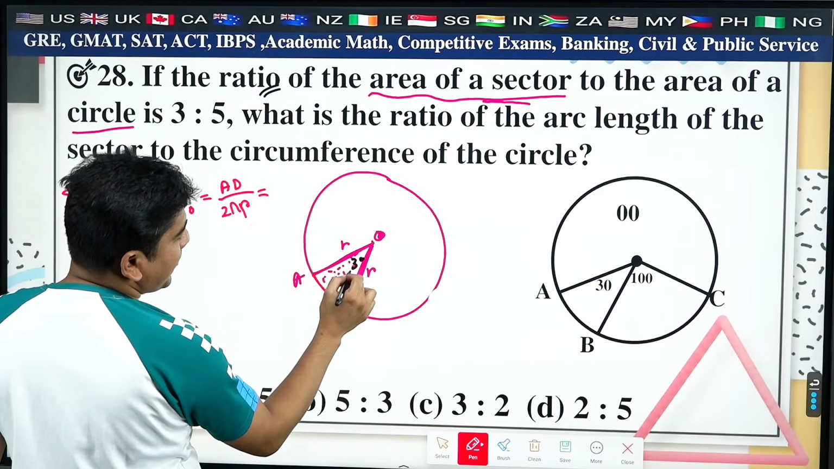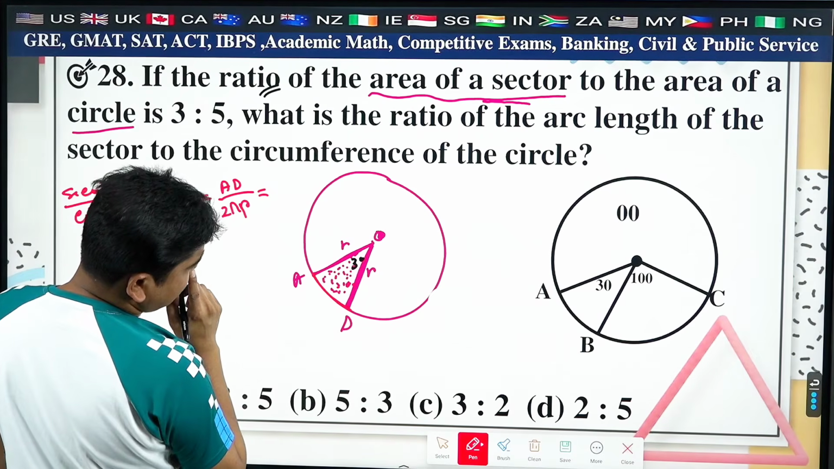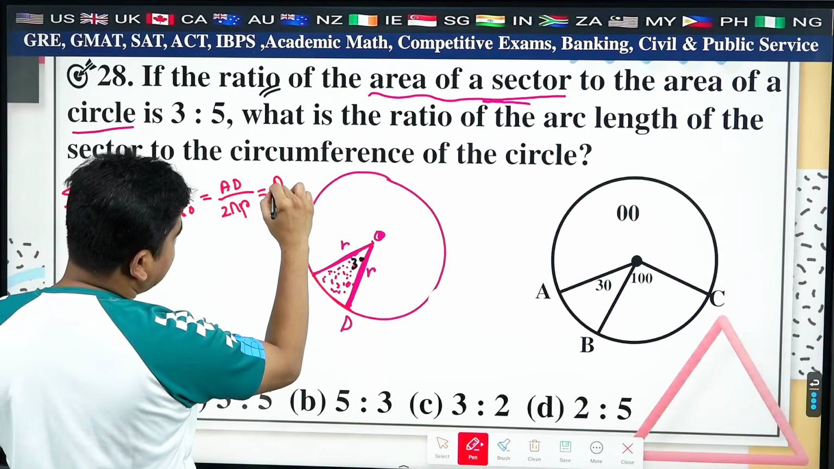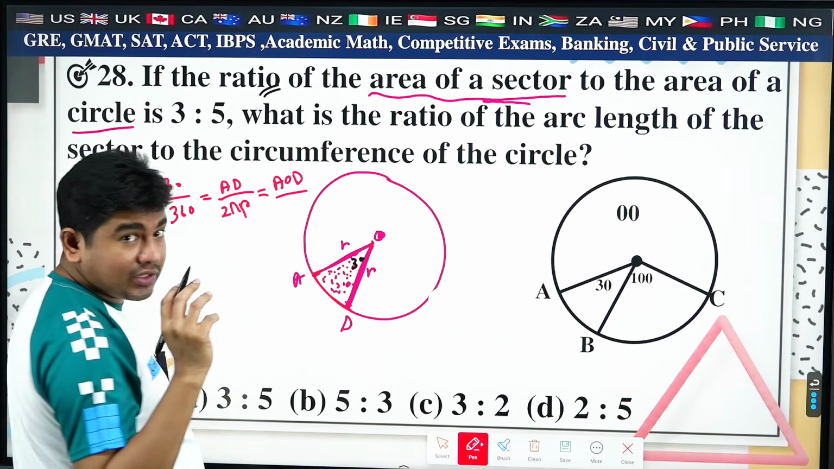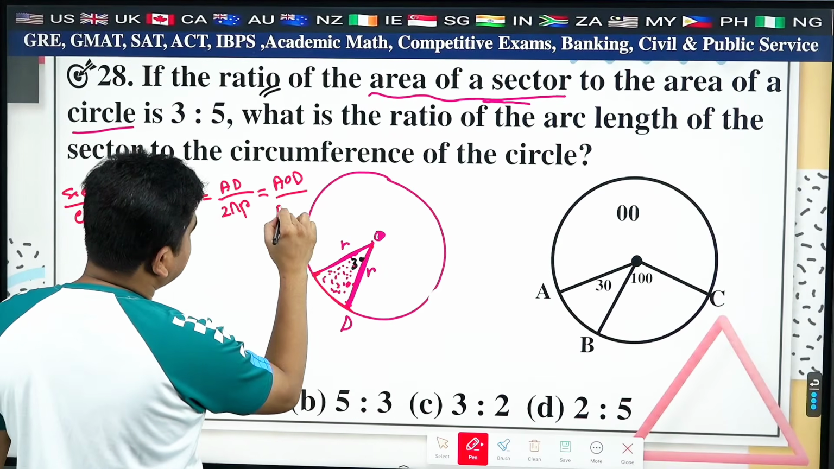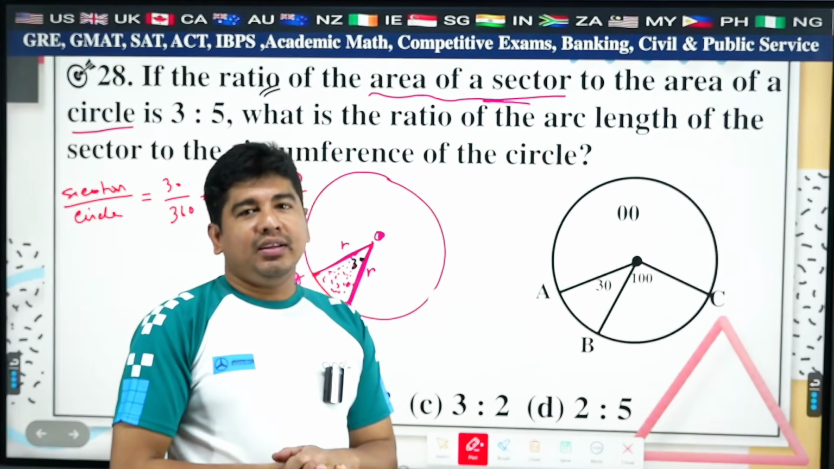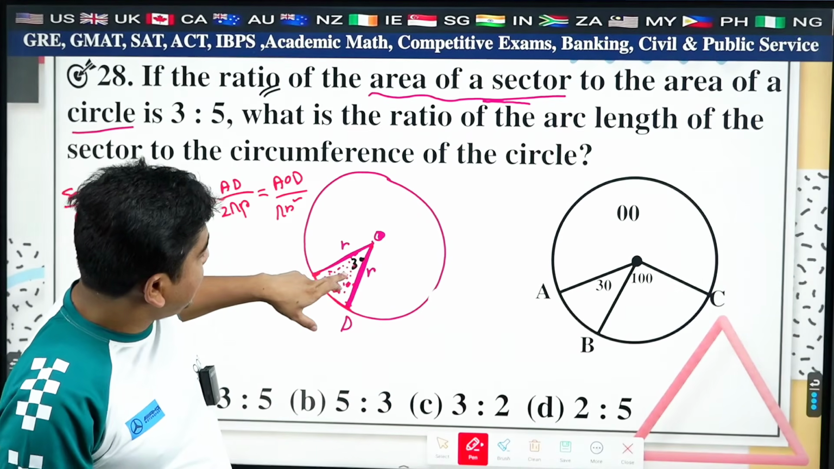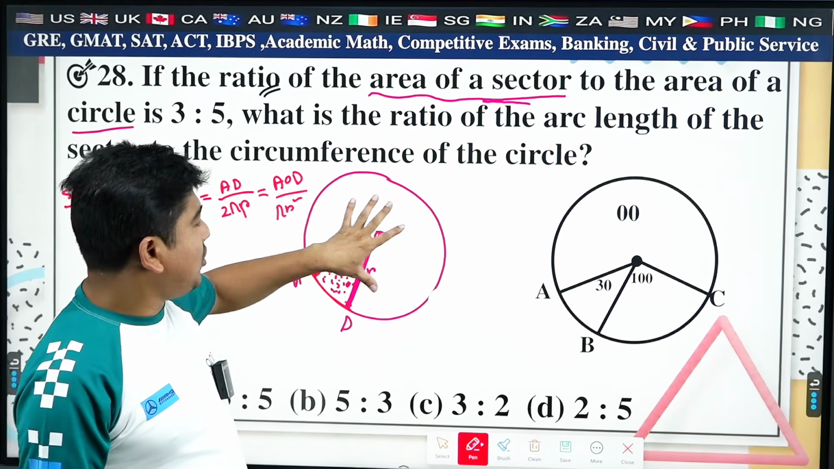The area of this sector, that means AOD. The value of AOD, sector area, equals the value of the circle. The value of the circle is pi r square. Beautiful and very interesting. In case of a sector and a circle, this is the sector of this circle.